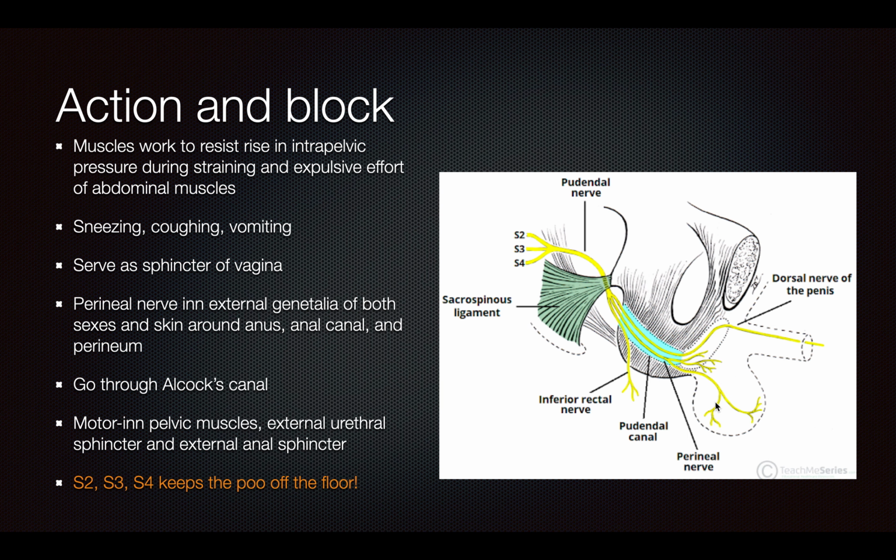There is something similar in the sacrum. So it's S2, 3, 4 keeps the poo off the floor. So remember, S2, 3, 4 nerves will innervate the entire pelvic floor, and the purpose of the pelvic muscles is to stay contracted and to keep the poo off the floor.